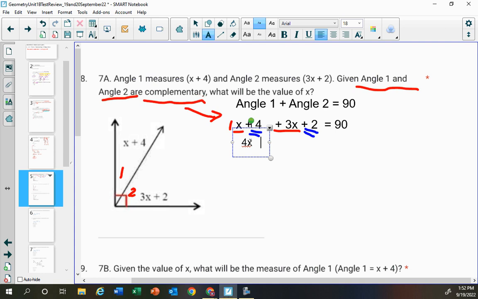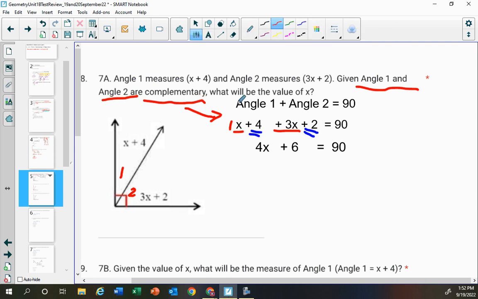And then we have 4x. What else? 4 plus 2 is 6. Very good. Non-x terms, got to add those up. Okay, so we'll do that in a second. I just want to make sure we're here first. Angle 1, place it with x plus 4. Angle 2, place it with 3x plus 2. And then we combine our like terms.